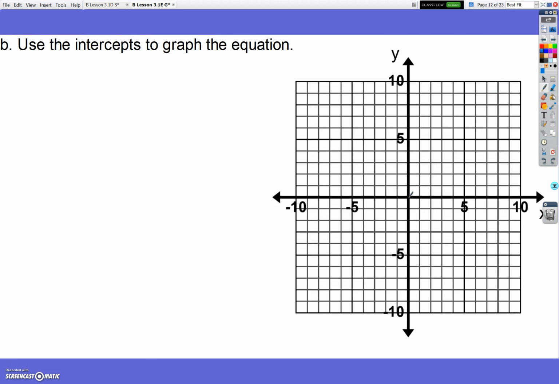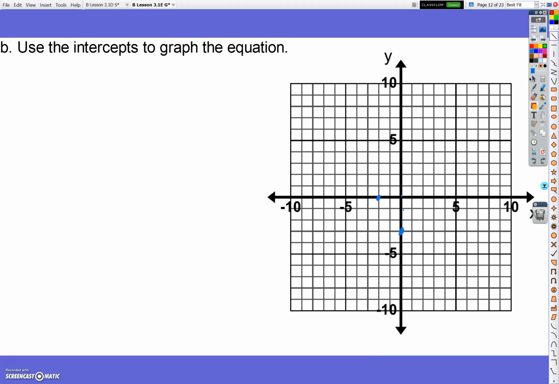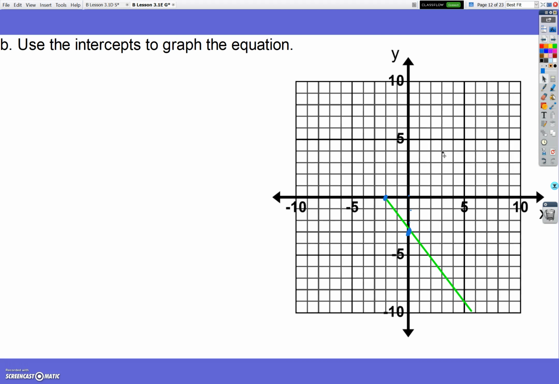I have negative 2, comma 0, which is my x-intercept, and 0, comma negative 3, which is my y-intercept. Now that I have my 2 points, I can go ahead and connect them. And there you go. You already got your graph of a line.